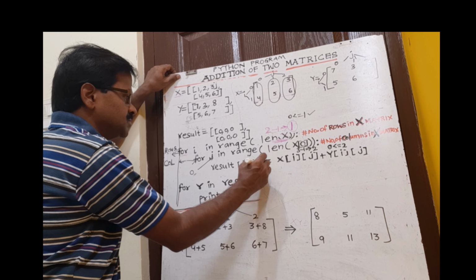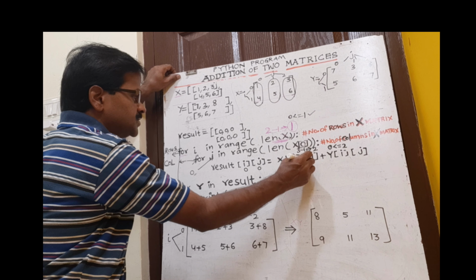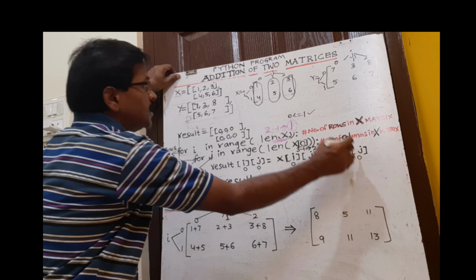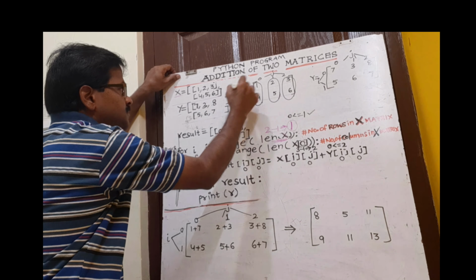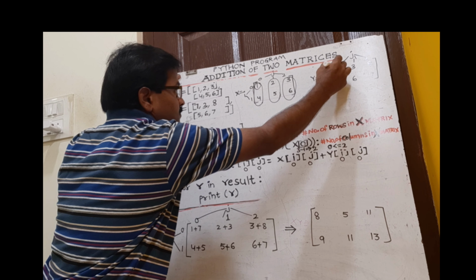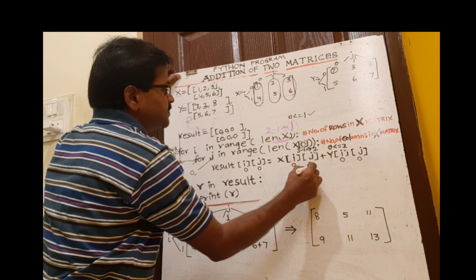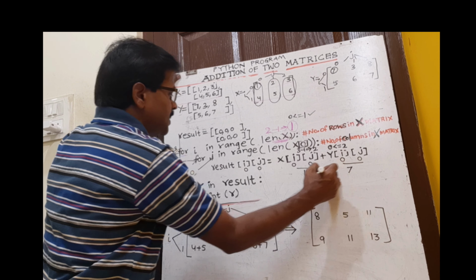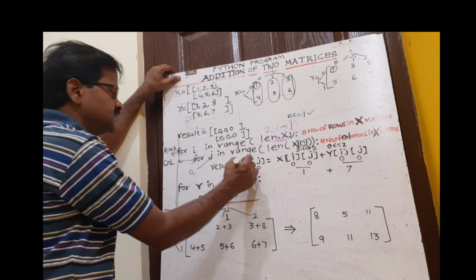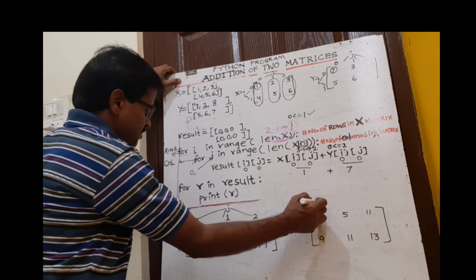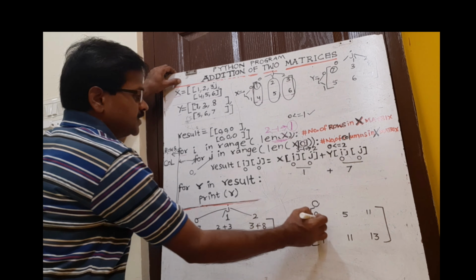Result of i0, j also 0, is X of 0th row and 0th column plus Y of 0th row and 0th column. I will take X of 0th row and 0th column, that is 1, and Y of 0th row and 0th column, that is 7. 1 plus 7 is 8. This is the result of 0th row and 0th column.